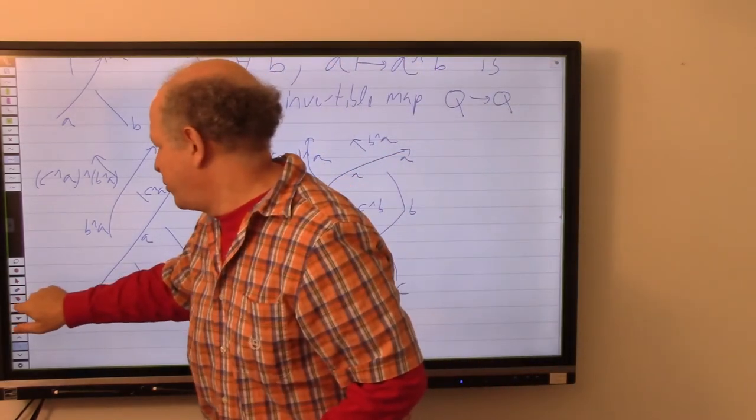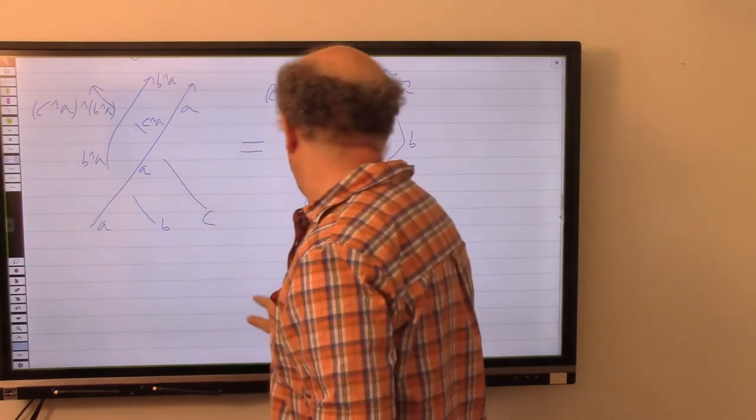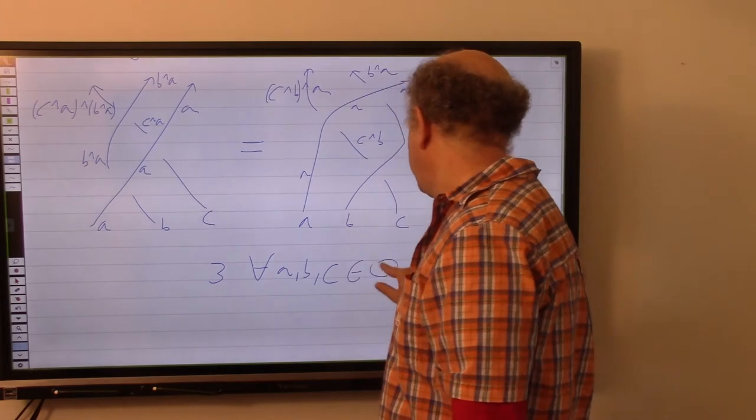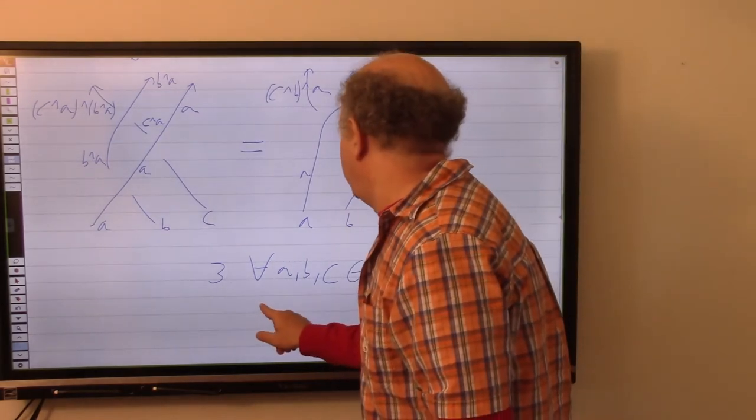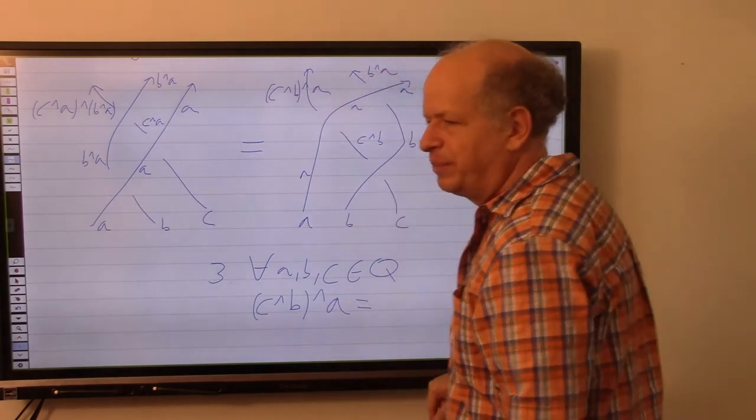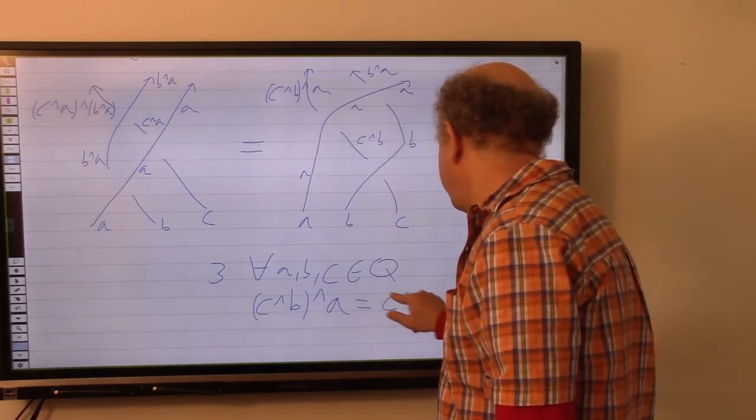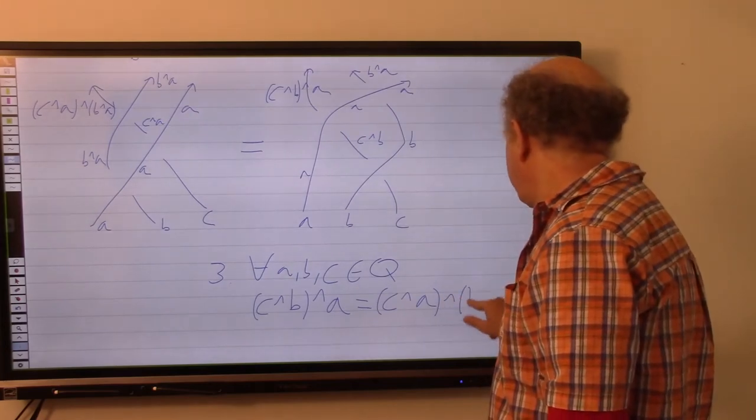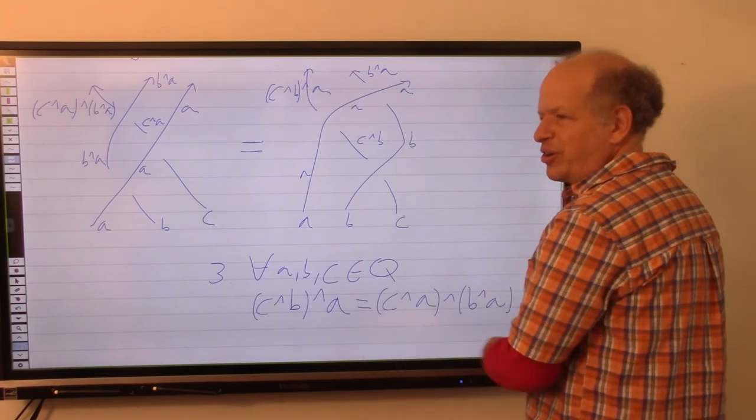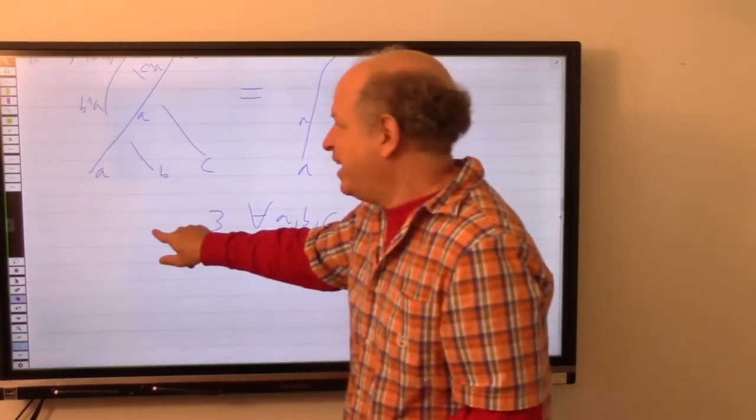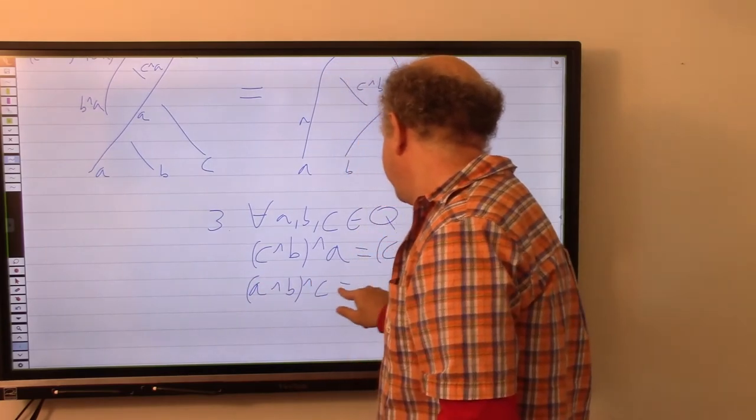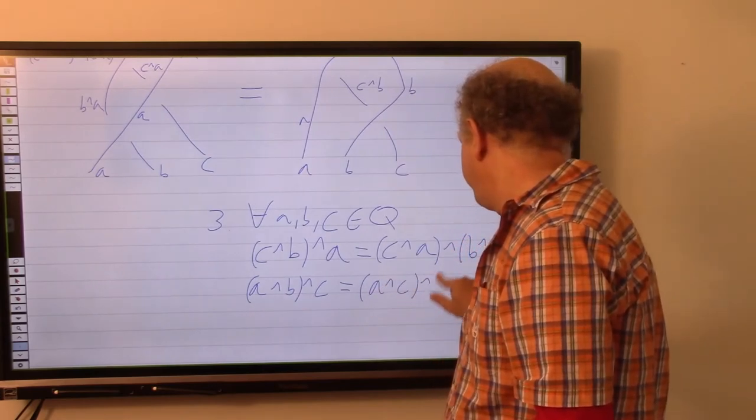So my axiom number three is that for every A, B, and C inside Q, I will have that C up B up A, this is the thing written here, is equal to C up A up B up A. And by the way, I messed up because usually this is written with the opposite order of letters. Not that it matters, it's the same, but usually it's written as A up B up C is equal to A up C up B up C.